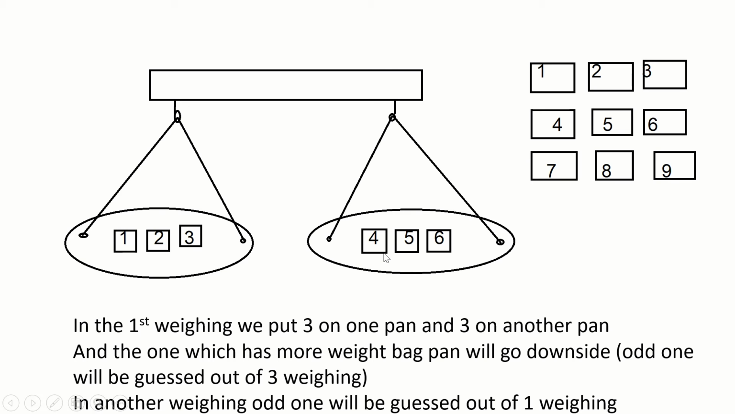If these two pans are equal, then the odd one will be present in the remaining three. So for the remaining three, we have to find the odd one, and in one weighing itself you can say the odd one out of those three. So only two weighings are required for the nine bags.